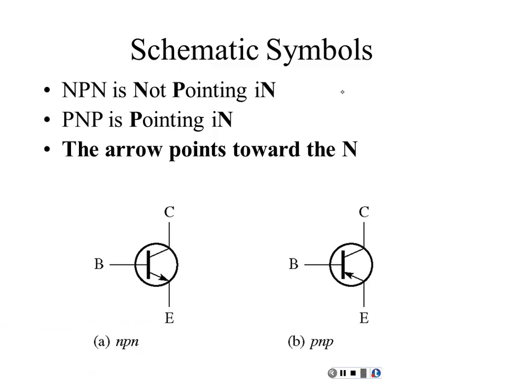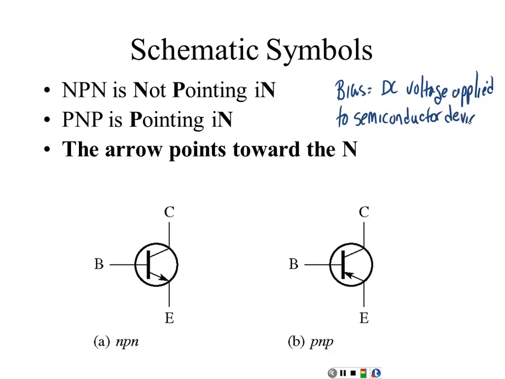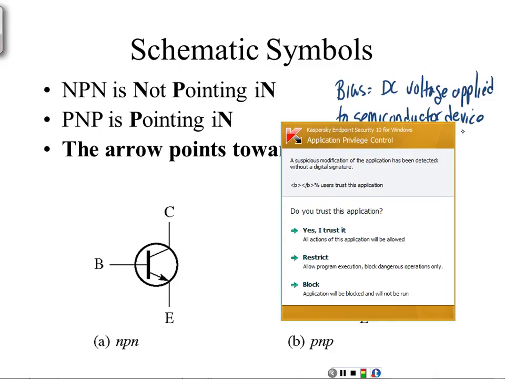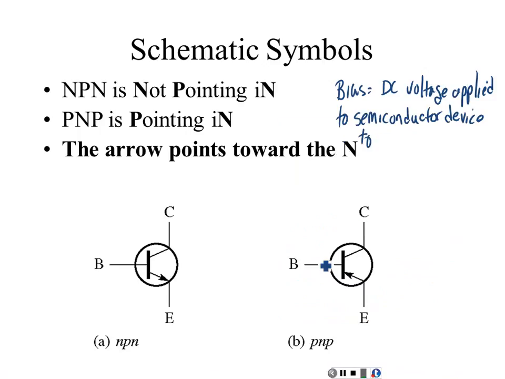Bias is a DC voltage applied to semiconductor devices to establish or set their operating characteristics, or parameters.